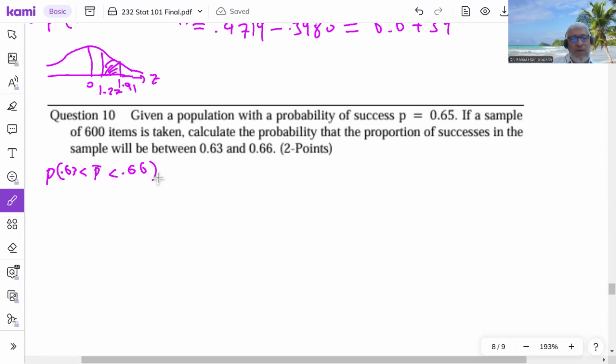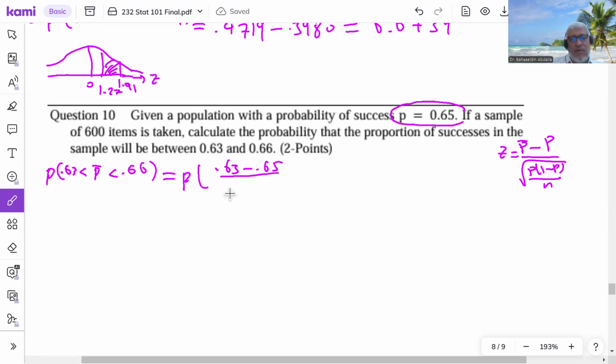To find this probability, we have to change it to Z. This is p, the population proportion. We know that Z is p bar minus p over the square root of p times 1 minus p over n. This is the formula for Z. So it is the probability of 0.63 minus p, which is 0.65, over the square root of 0.65 times 1 minus 0.65, which is 0.35, over 600, which is n, less than Z.